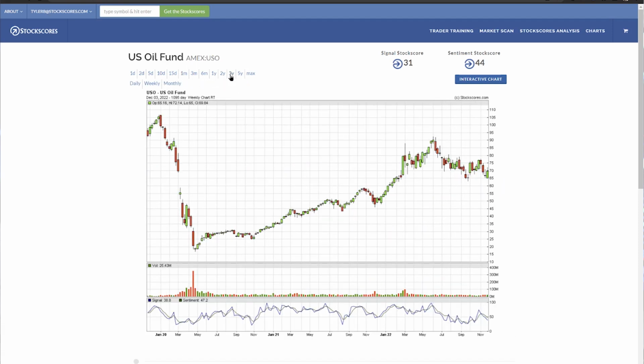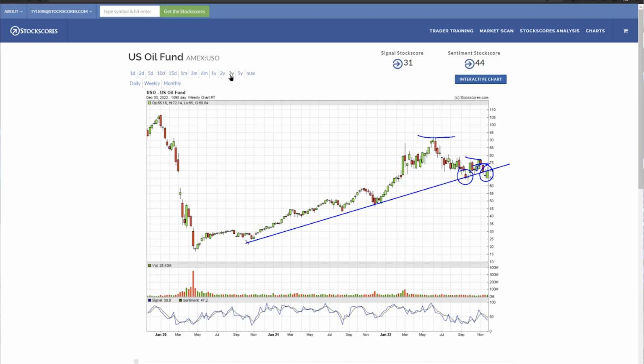Here you can see the 3-year chart's long-term upward trend line right there, and we're just dancing along it. It's like the oil market is kind of hanging by its fingernails. Is it going to hold that chart? We have made a falling top, so we could break down through it. Keep a close eye on this because it's at a very critical point.